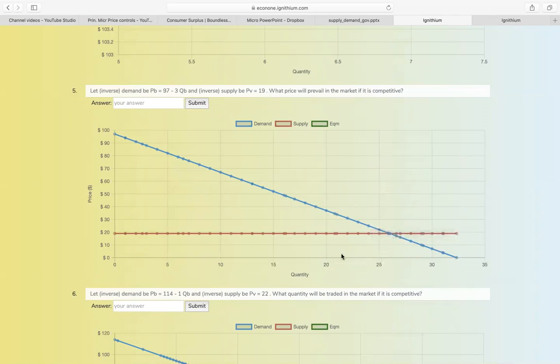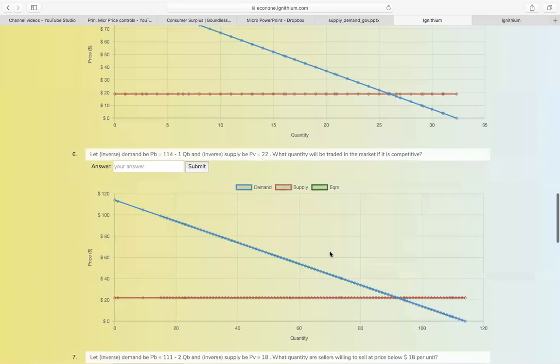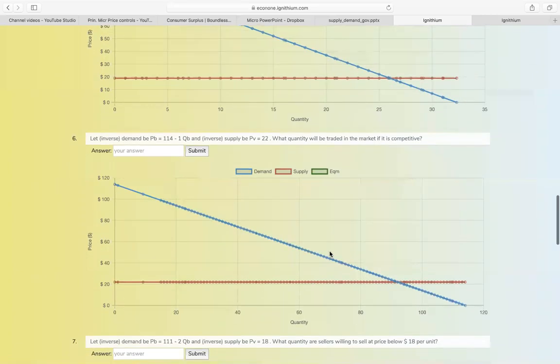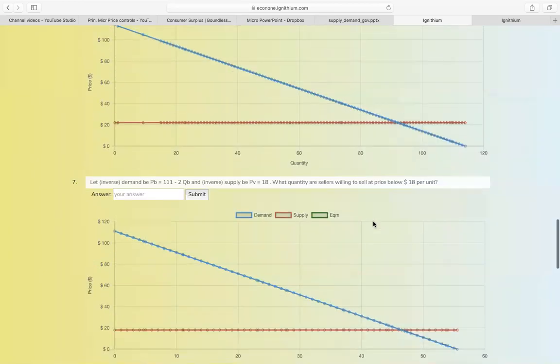But there are some instances a little bit further into the course where these types of flat demand and supply curves play a special role in helping us figure out what's going to happen in a particular market as that market evolves and goes forward into the future. Okay, so question number 6, what quantity will be traded if the market is competitive? Again, I'm sure you can answer that one.